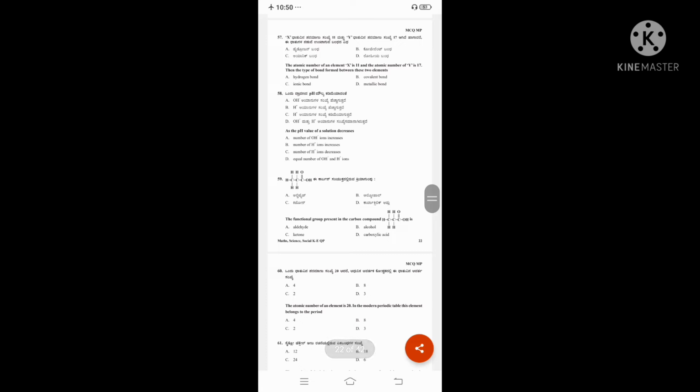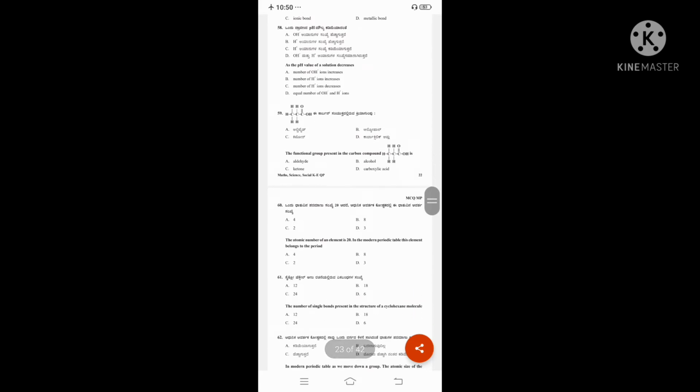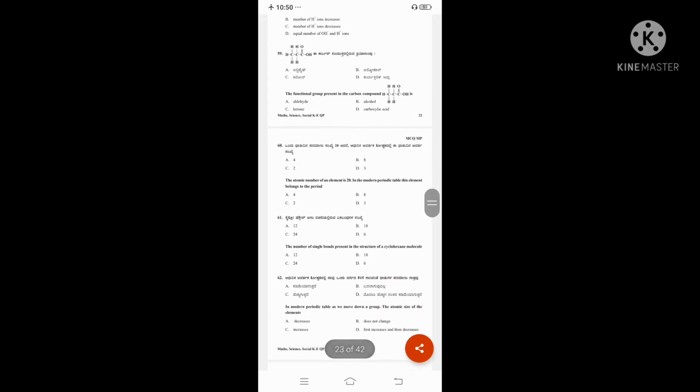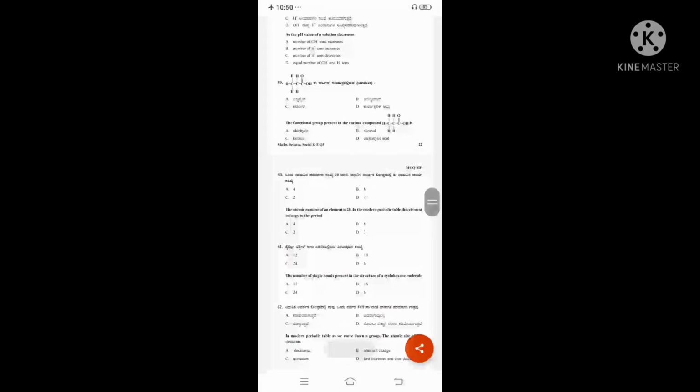The atomic number of element X is 11 and the atomic number of Y is 17. The kind of bond formed between the elements is ionic bond. If the pH value of a solution decreases, then what happens here? It becomes acidic in nature, so the hydronium ions increase. So the number of H plus ions is going to increase. Option C is the correct answer.